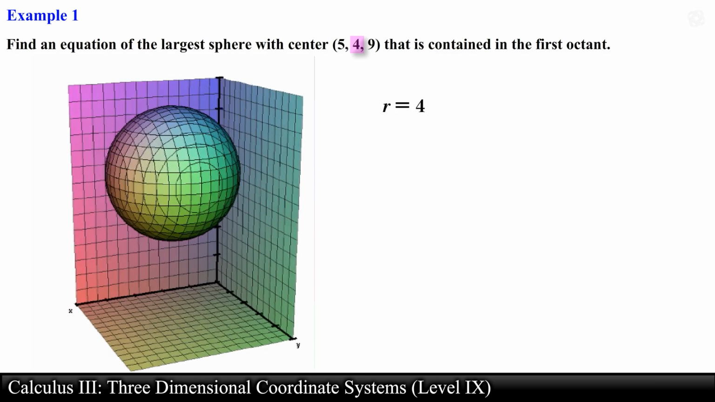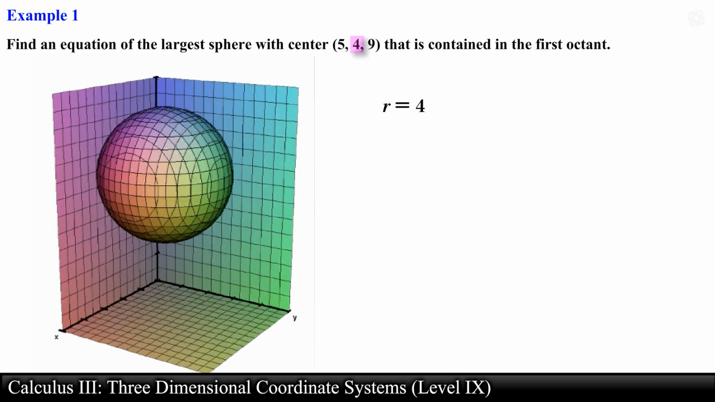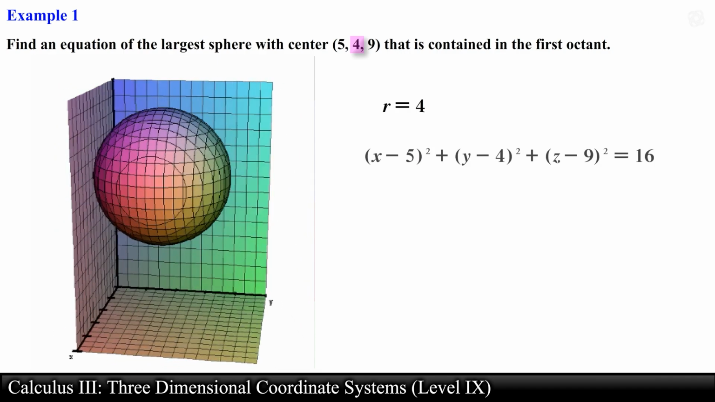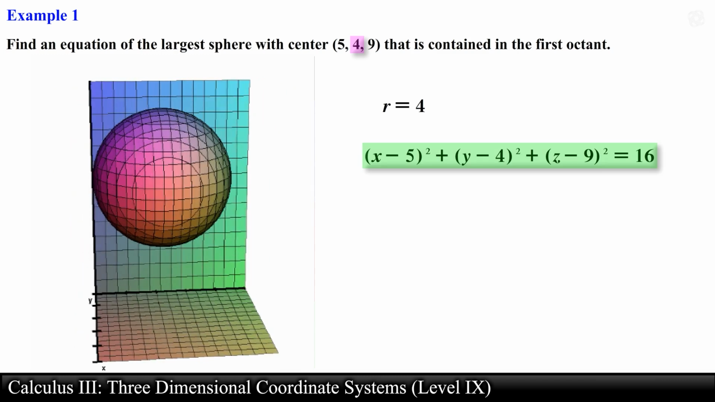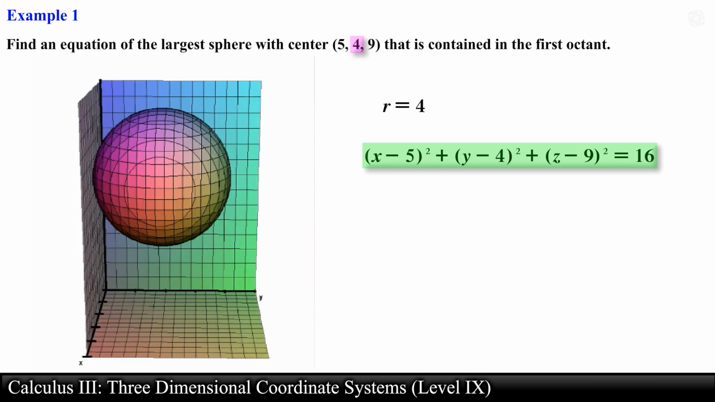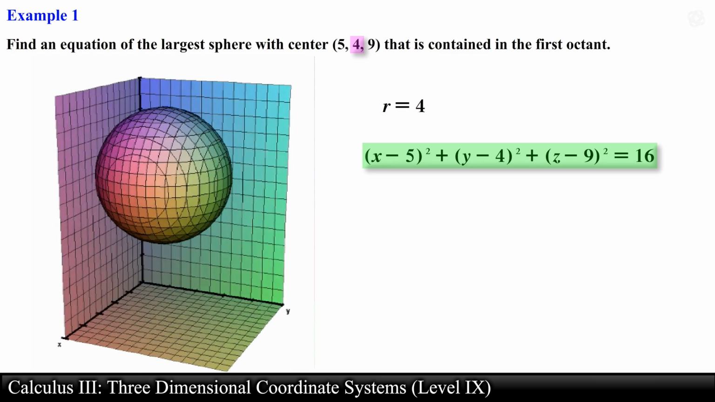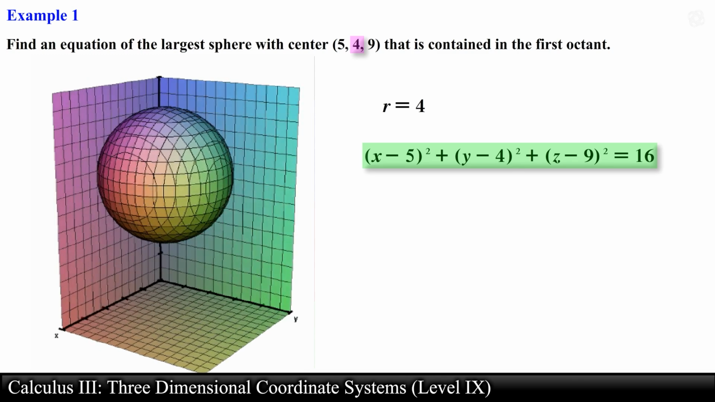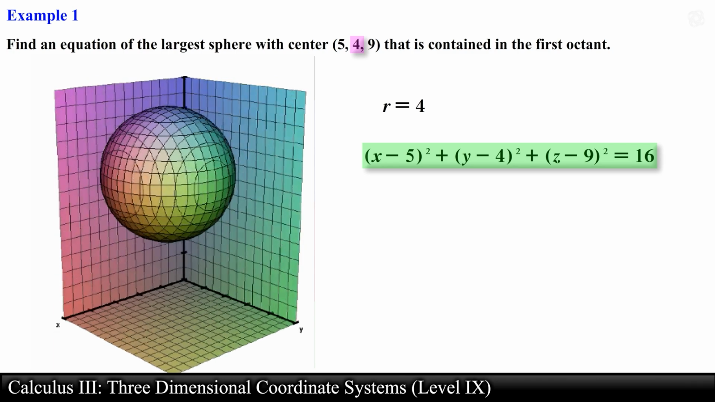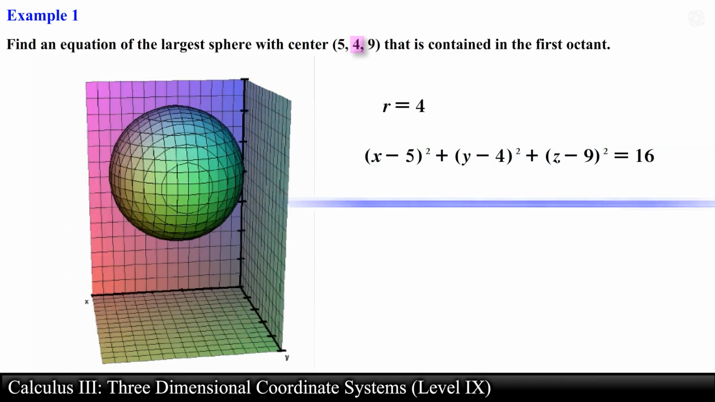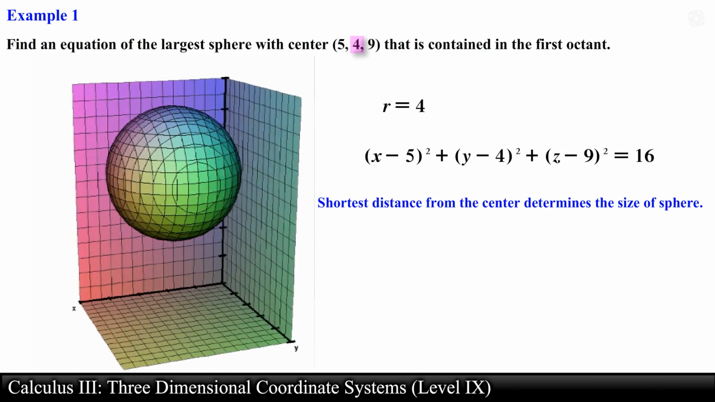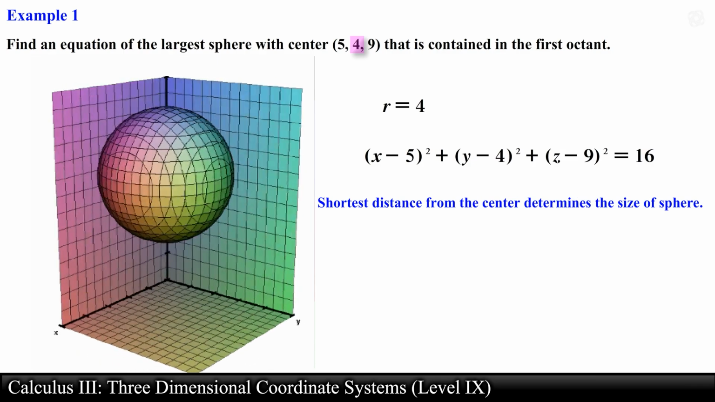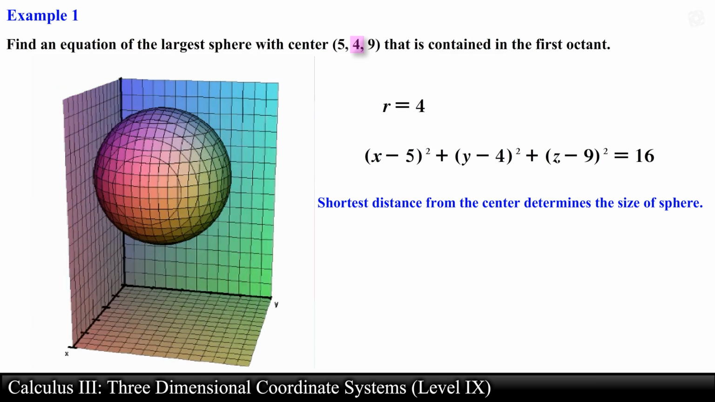The largest sphere that is contained in the first octant with the given center is represented by the equation (x - 5)^2 + (y - 4)^2 + (z - 9)^2 = 16. The hard part of this problem was to understand the idea of containing the sphere in the first octant. It turns out that the shortest distance from the center to the coordinate plane limits how much the sphere will be able to expand and at the same time be constrained in the first octant. Alright, let's try the next example.